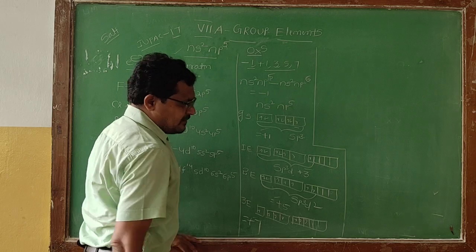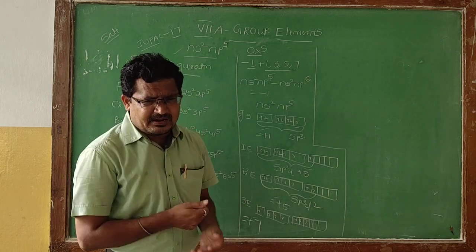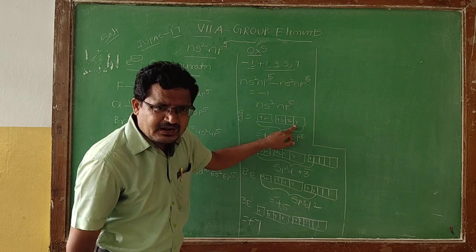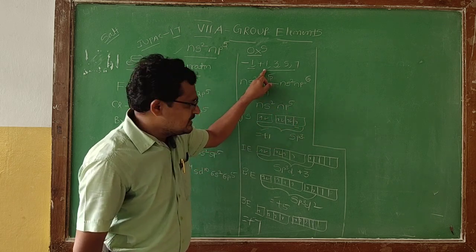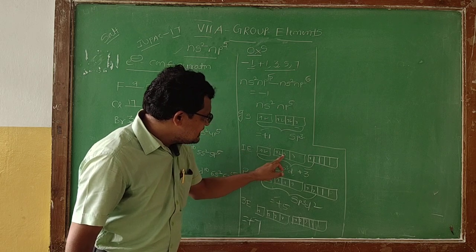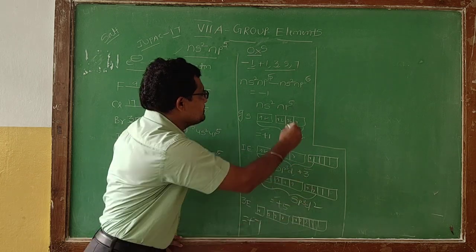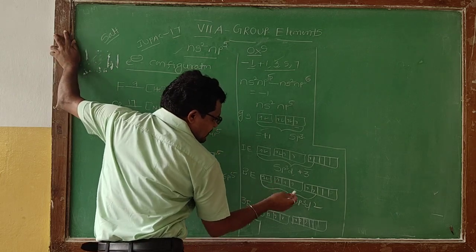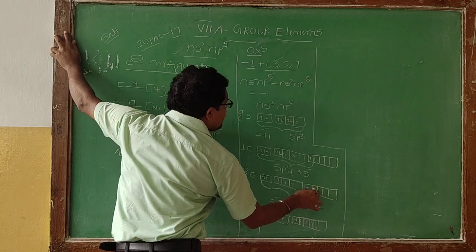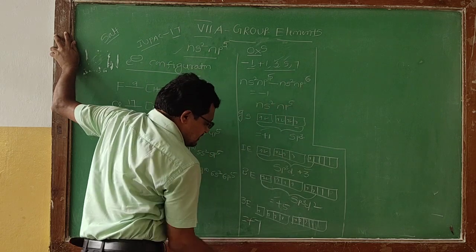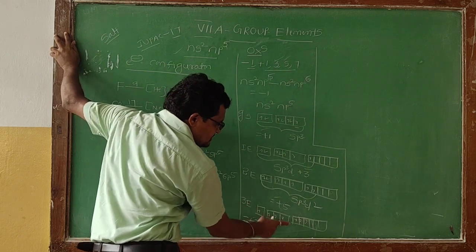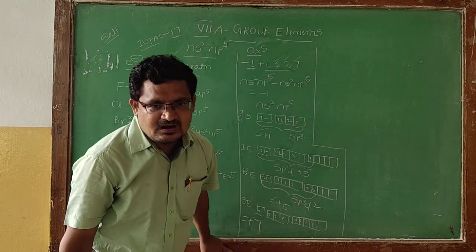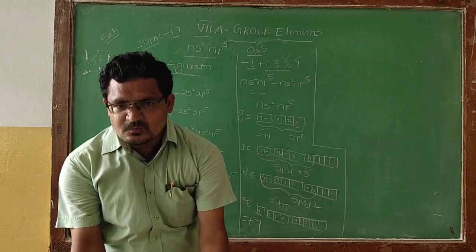Other oxidation states depend upon the zero group element electronic configuration. In the ground state, there is only one unpaired electron, that's why plus one oxidation state. The first excitation state has three unpaired electrons, that's why plus three oxidation state. The second excitation state has 5 unpaired electrons, 1, 2, 3, 4, 5, that's why plus 5 oxidation state. The third excitation state has 7 unpaired electrons, that's why plus 7 oxidation state. This is oxidation state.